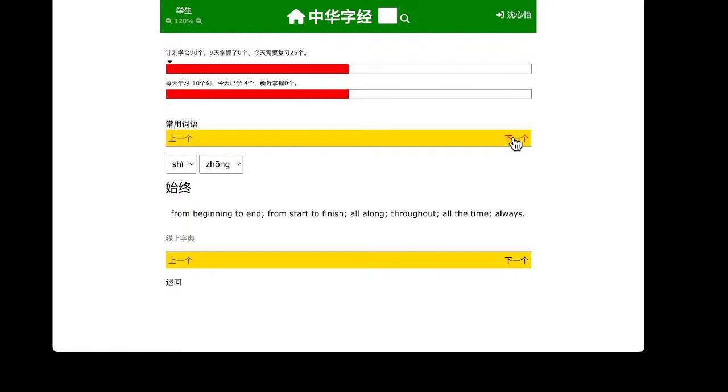适中, from beginning to end. 课题, task, problem, question. Well, this is 课, specifically in a classroom context.